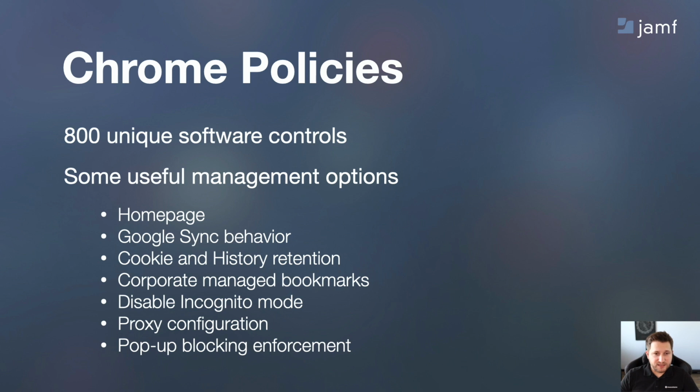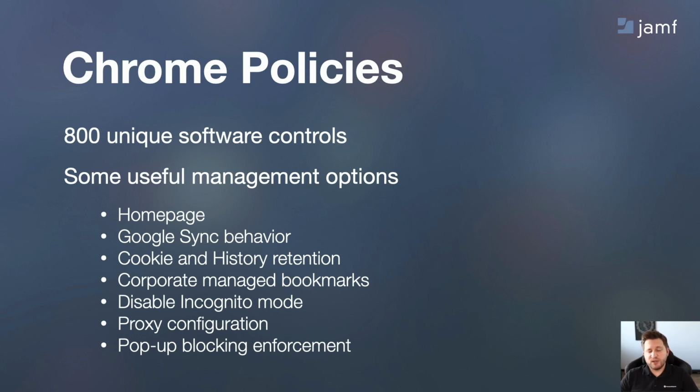So, Chrome policies. There's over 800 unique software controls in the browser. Some of these apply for Windows machines, some of these apply for Mac machines, some of these apply for our Chrome OS devices. There's literally dozens and dozens of various controls that offer different types of functionality in the browser.